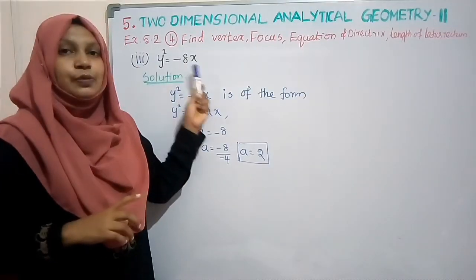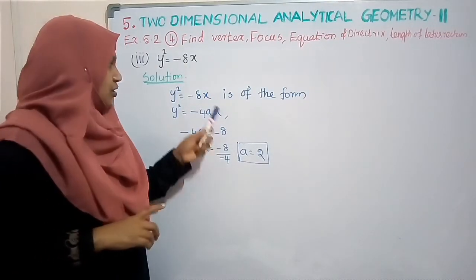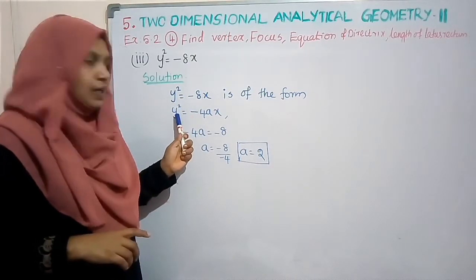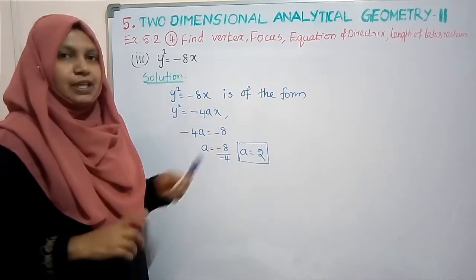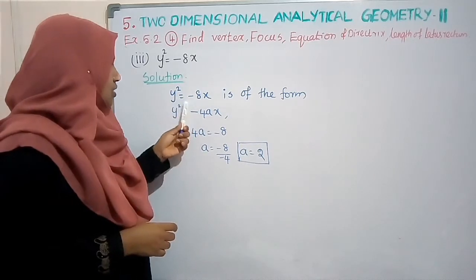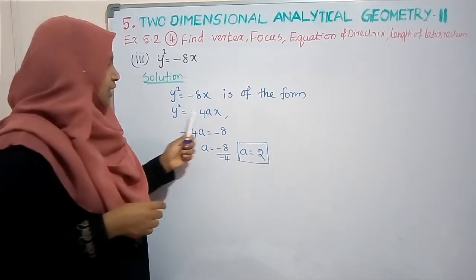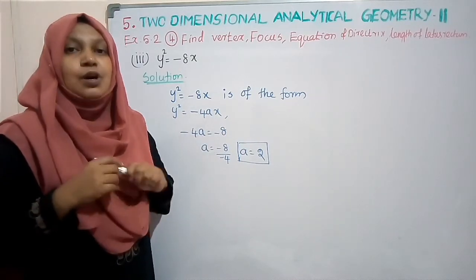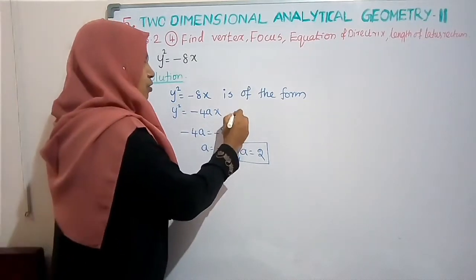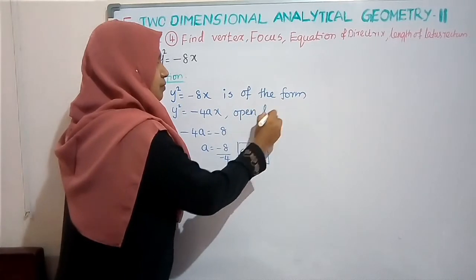Subdivision 3, y square is equal to minus 8x. So it is of the form y square is equal to minus 4ax. Okay. So keep this constant alone, you make it as minus 8 equals minus 4a. So you will get the formula y square is equal to minus 4ax. It is open leftwards.